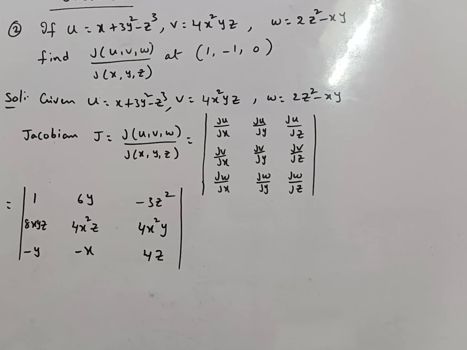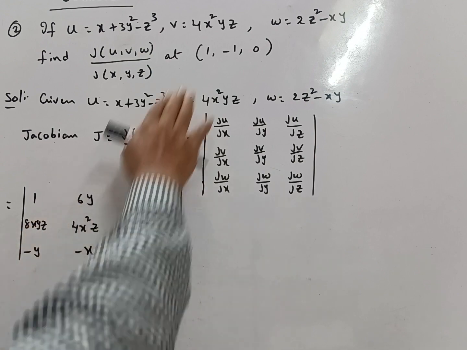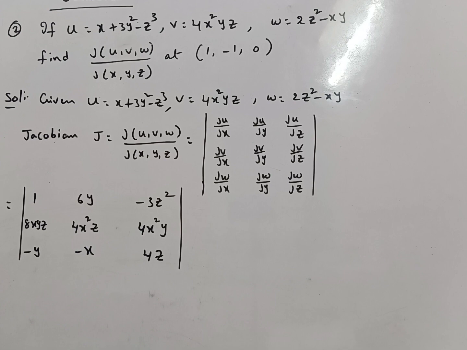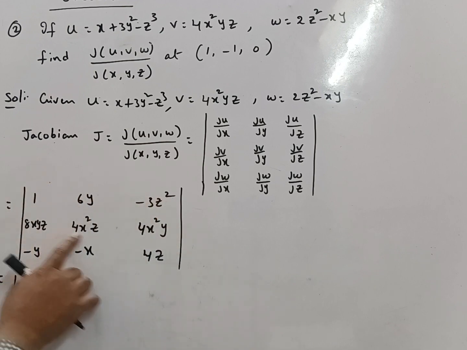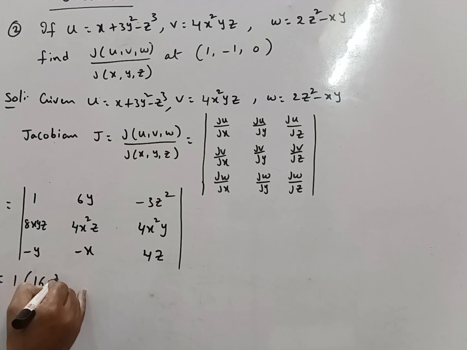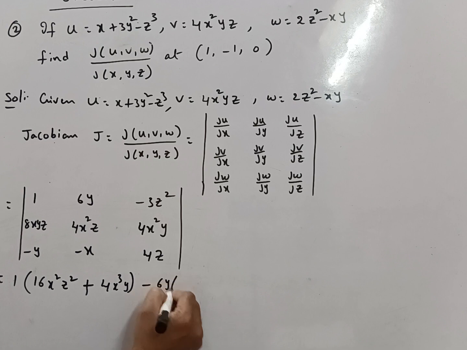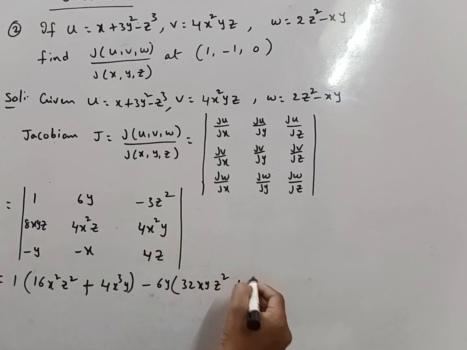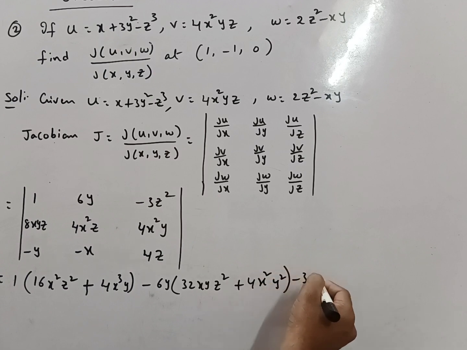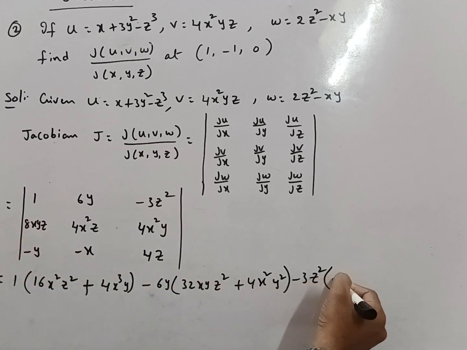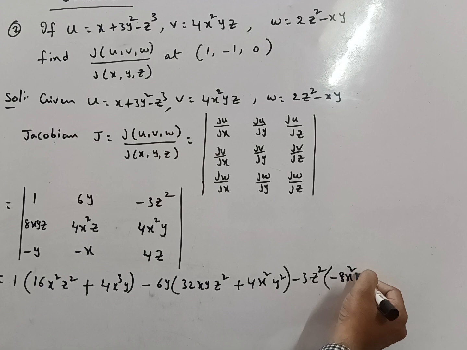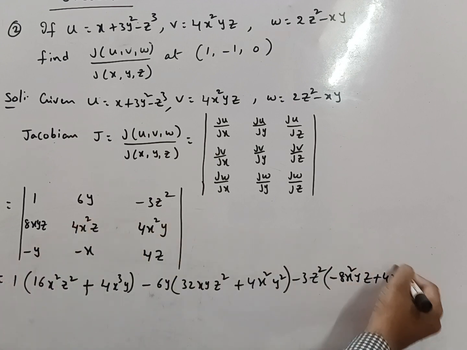So we differentiated and calculated all values of dou u by dou x, dou u by dou y, dou u by dou z, and all the rest. Now what we have to find is the determinant, at 1 comma minus 1 comma 0. If I find the determinant, this is equal to 1 into this row, this column we leave, this into this: 4 4s are 16x square z square minus of minus plus 4x cube y, minus 6y into this row, this column we leave: 8 4s are 32xy z square minus of minus plus 4x square y square, minus 3z square into this row, this column, minus 8x square yz minus of minus plus 4x square yz.